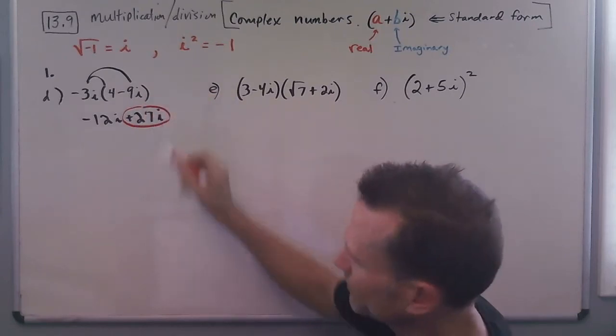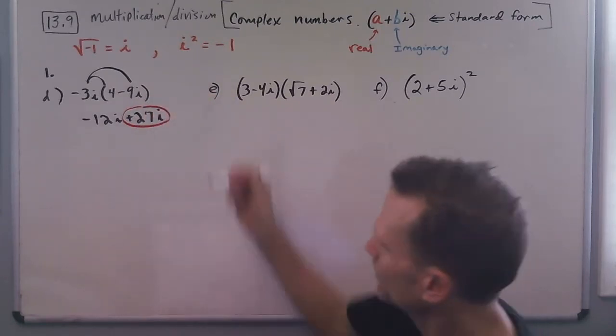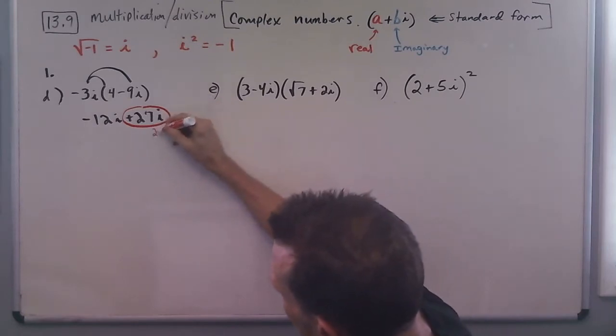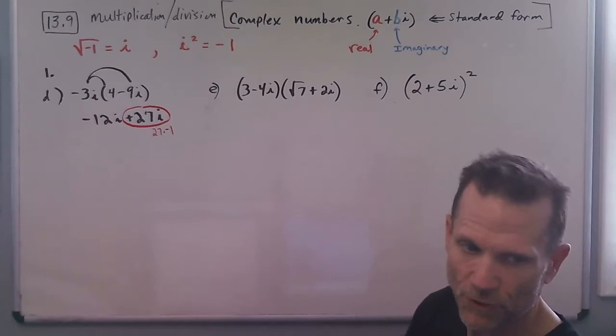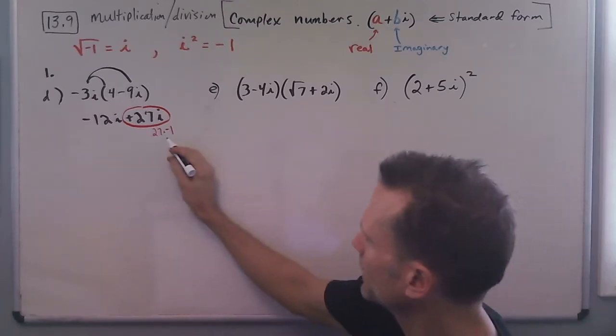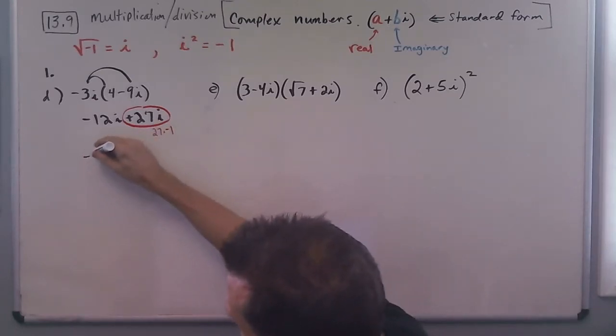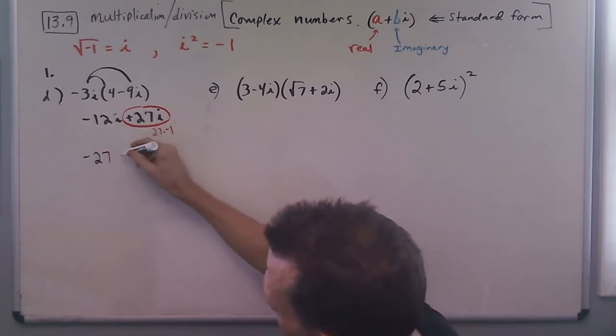We actually have 27 times negative 1. Remember, this is 27 times negative 1, because that's what i squared is, negative 1. What we get here is negative 27, so we're going to write that up front so we can have it in standard form, and then we have minus 12i.